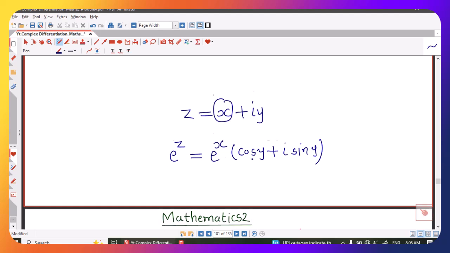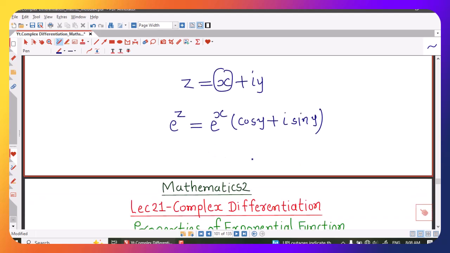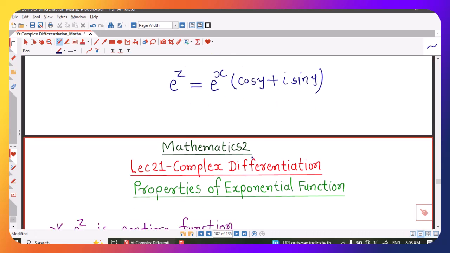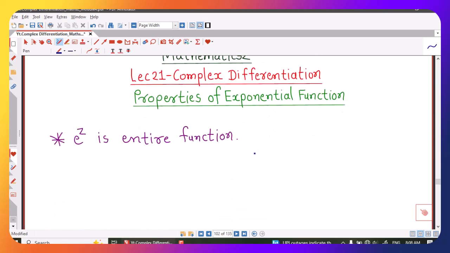And in this lecture we are going to discuss one more property of this complex exponential function. We have proved a property of this exponential function in lecture number 20. In lecture number 20 we have shown that e raised to z is analytic everywhere in the complex plane, and therefore e raised to z is an entire function.